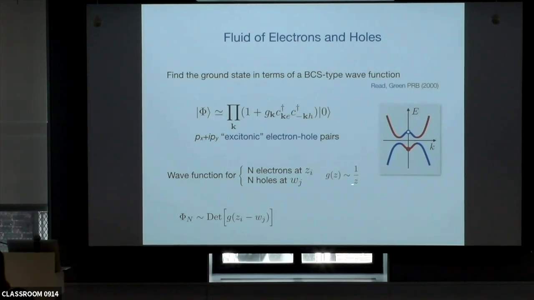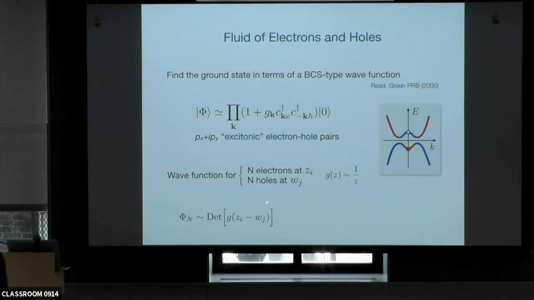So in the topological, band inverted case, the Fourier transform of g of k is given by g of z, which is 1 over z. And it's actually possible to write down a model or a Hamiltonian, shown in the previous slide, such that at a particular point of this model, this is exact.